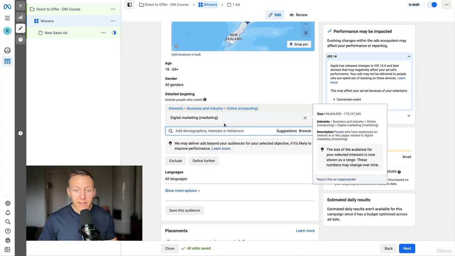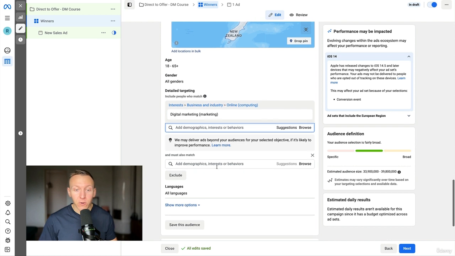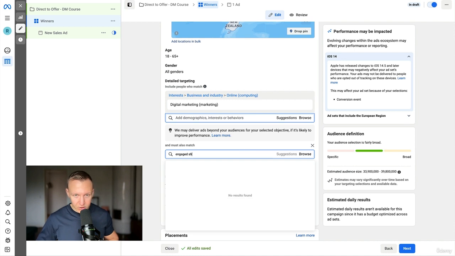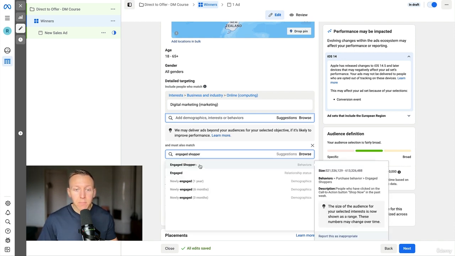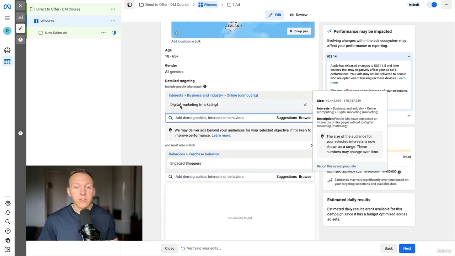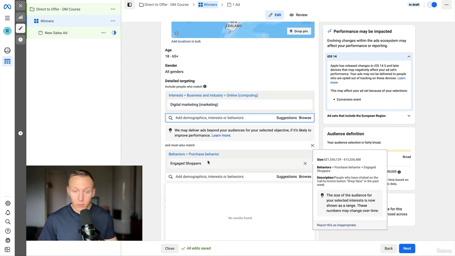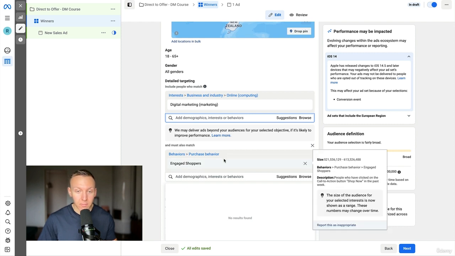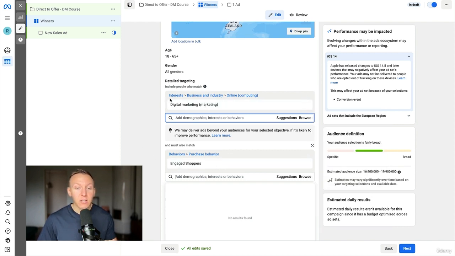I'm not going to do anything like this. I'm also not going to define further, but I'll show it just to teach you what it means. If I would write something in like, let's say, engaged shopper, that means that you need to have someone interested in digital marketing and who is an engaged shopper in order to match. And now we're narrowed down to 16 to 19 million, almost 20 million. But that means that it needs to target both of these.